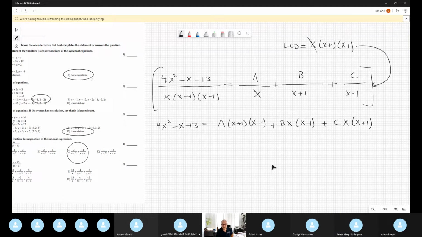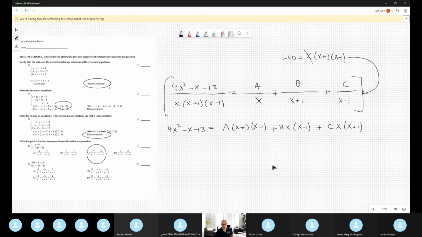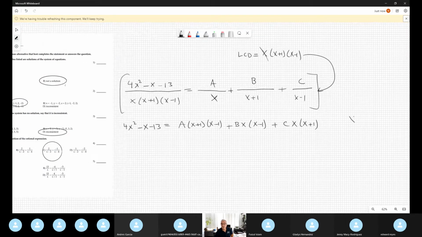This is easy because you can take a smart value. For example, you take x equals 0. What is the intention? The intention is that this cancels out, gone, and only a stays alive. And 0 minus 13 equals a times (0 plus 1) and (0 minus 1). 0 plus 1 is 1, 0 minus 1 is negative 1. So negative 13 equals minus a. Therefore, a, dividing by negative 1 both sides, is positive 13.